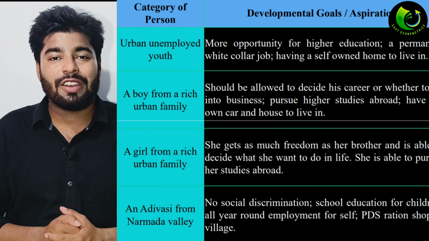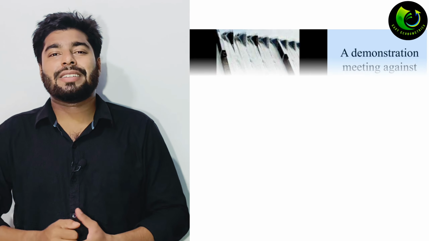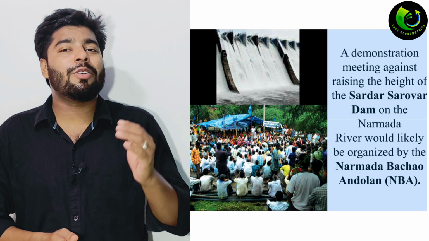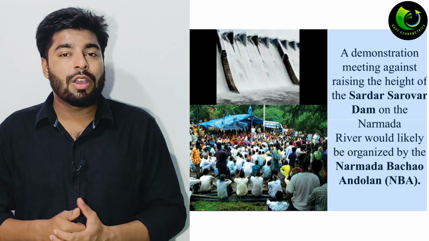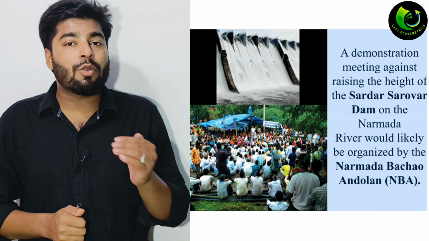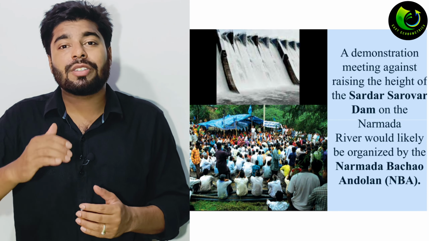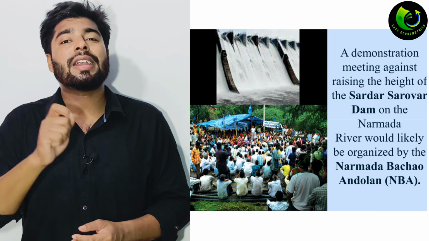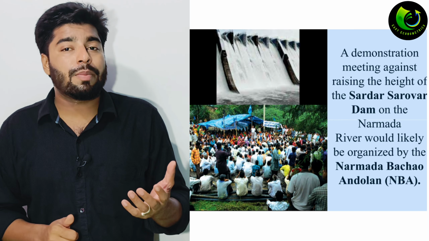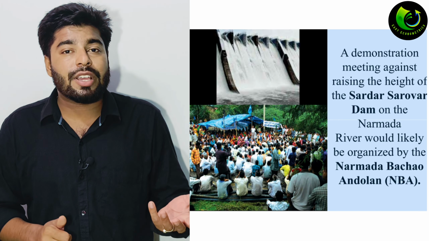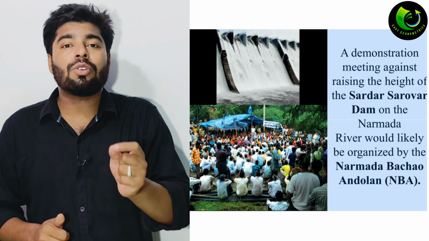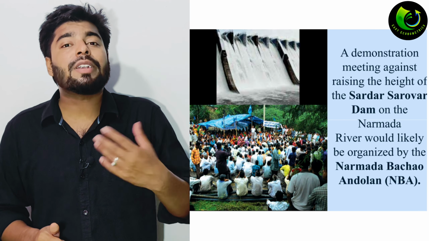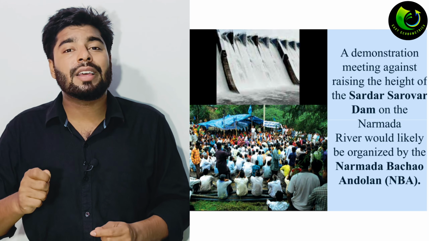Now one example of conflicting development goals is the Sardar Sarovar Dam's Narmada Bachao Andolan, where people organize protests and demonstrations because their way of development, keeping their land and houses, directly conflicts with the government's way of development, better infrastructure and dam facilities. So it shows that development is not always a win-win situation. Sometimes it creates winners and losers.